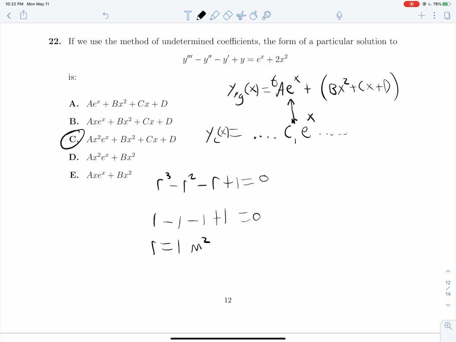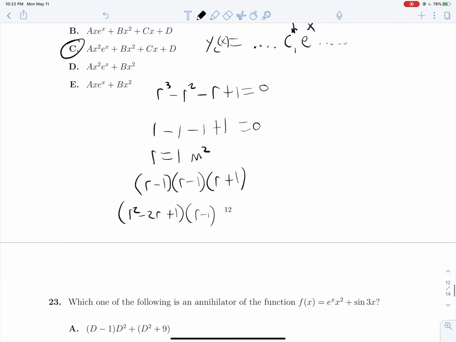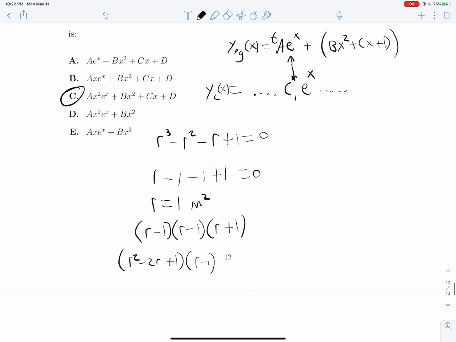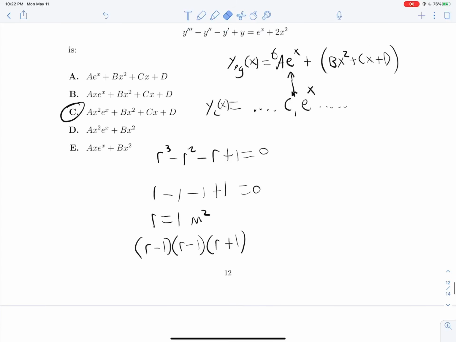Huh. Well, I guess this would have to be r minus 1 times r minus 1 times r plus 1, which would be r squared minus 2r plus 1 times r minus 1, which is, I can't believe I'm actually doing this, it's r cubed plus 2, what am I doing? R cubed minus r squared minus 2r, no, that's not even it. Okay, I don't know what to say here.